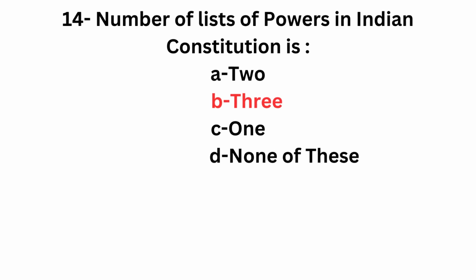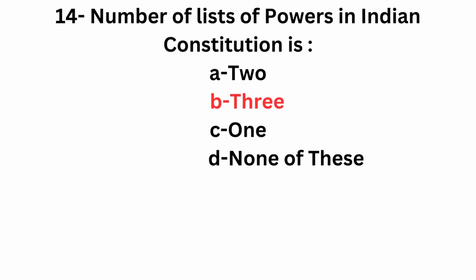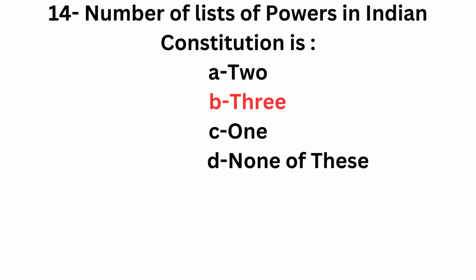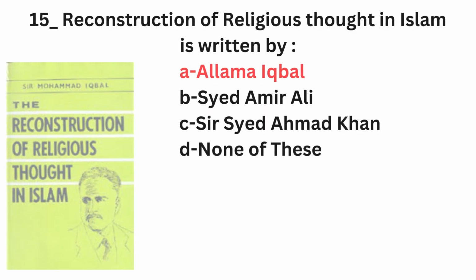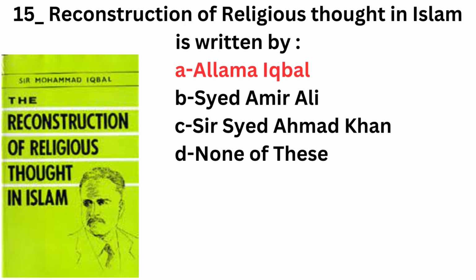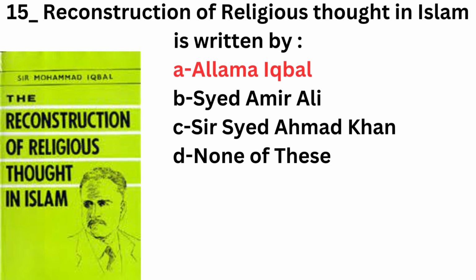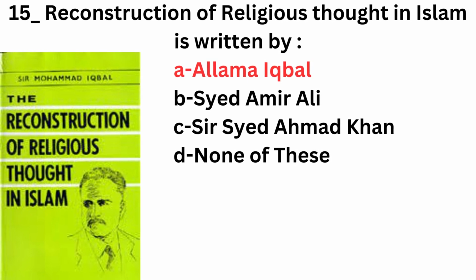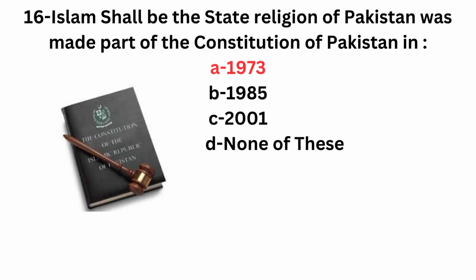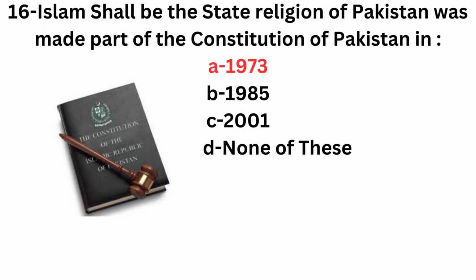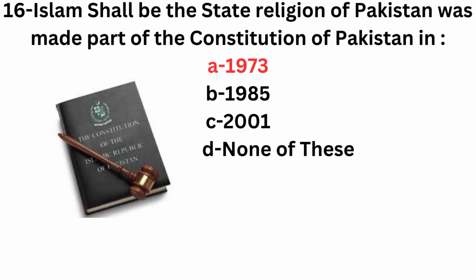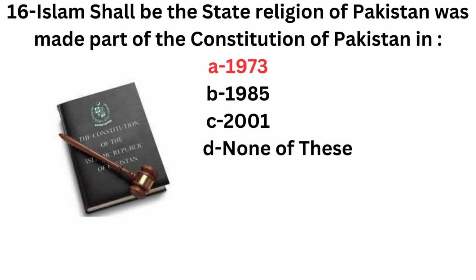Next one is: number of lists of power in the Indian Constitution. It is option B, 3: executive, legislative, and judiciary. Next one is: Reconstruction of Religious Thought in Islam, a famous book, is written by Allama Muhammad Iqbal, option A. And: Islam shall be the state religion of Pakistan was made part of the Constitution of Pakistan in which year? It is option A, 1973.